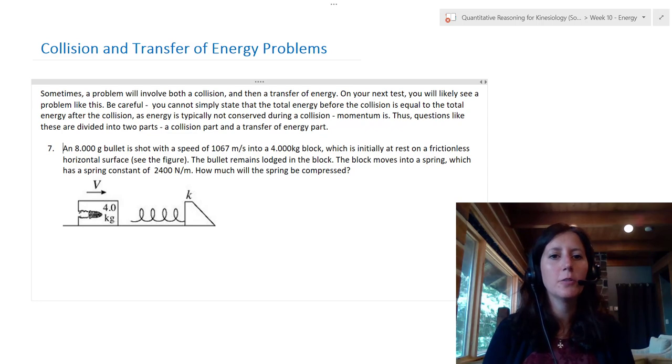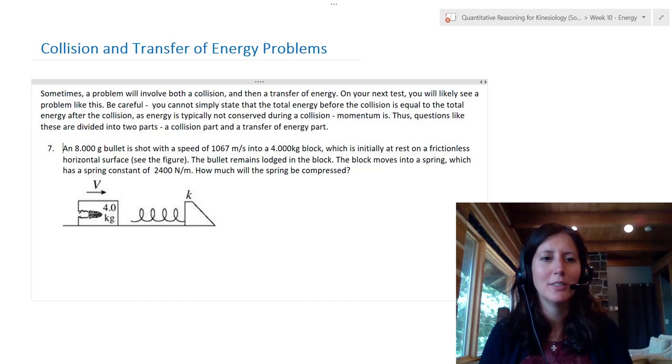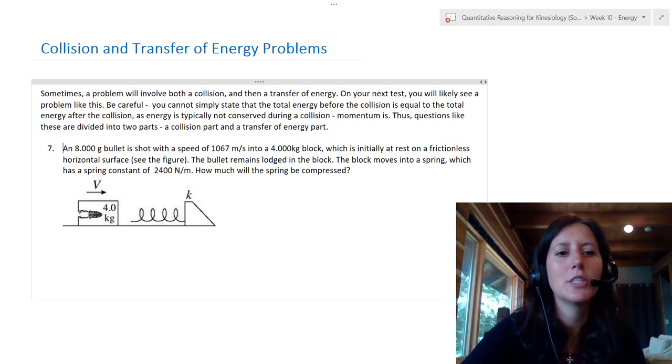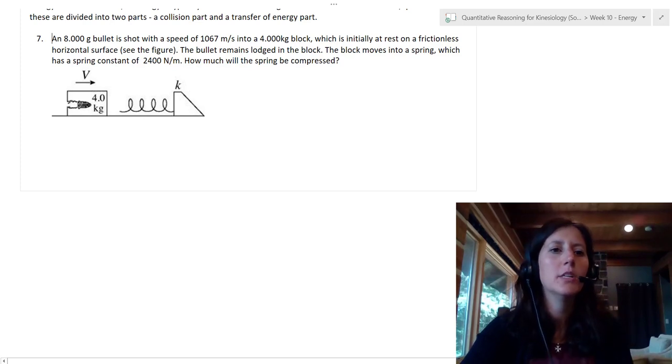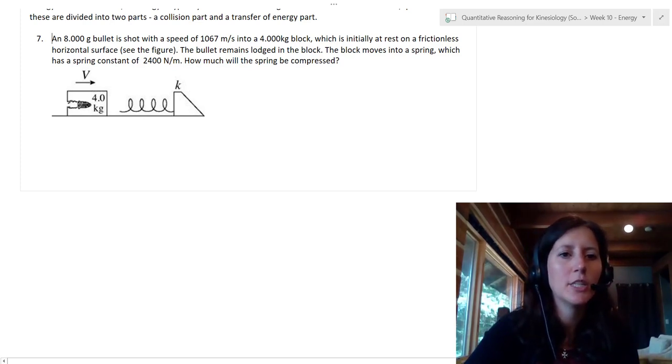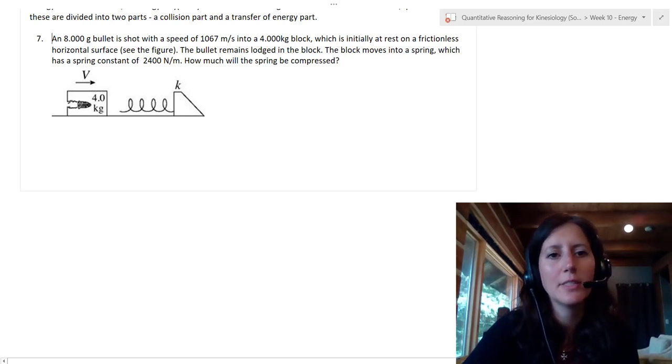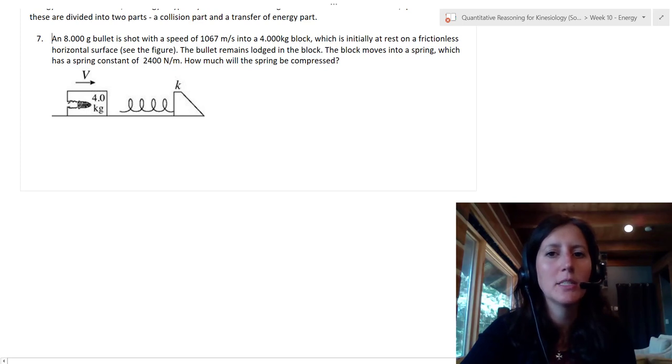You have to be very careful when you see a collision happening and then a transfer of energy, because it means that you have to divide the problem up into 2 parts, a collision part and a transfer of energy part. Okay, so let's take a look at this question so you can understand a little bit about what that means. So we have an 8-gram bullet shot with a speed of 1,067 meters per second into a 4-kilogram block, which is initially at rest on a frictionless horizontal surface.